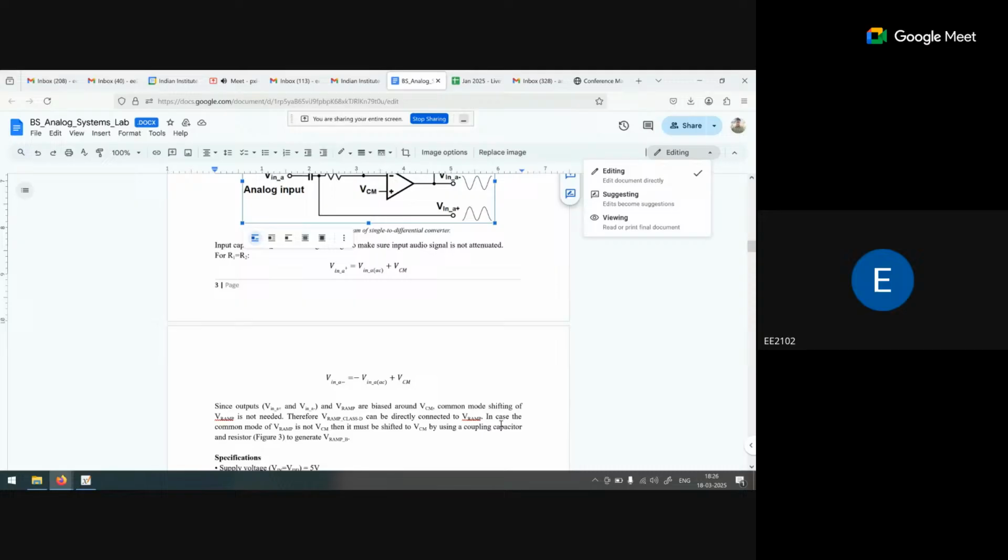Okay, so you can check in the nanofarad range. I think that is okay.